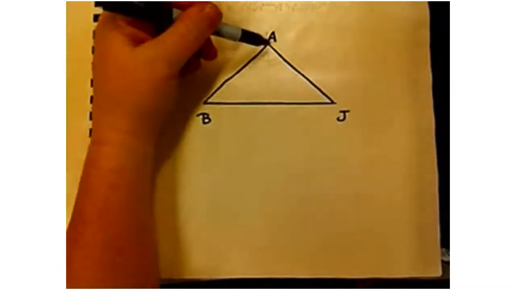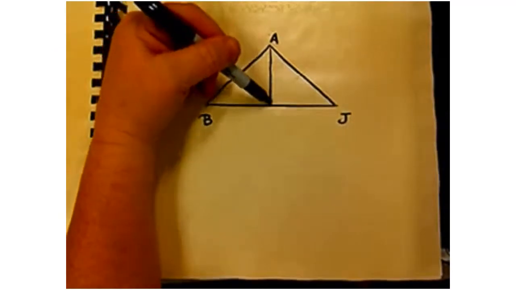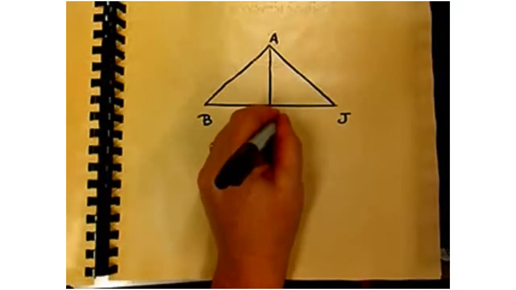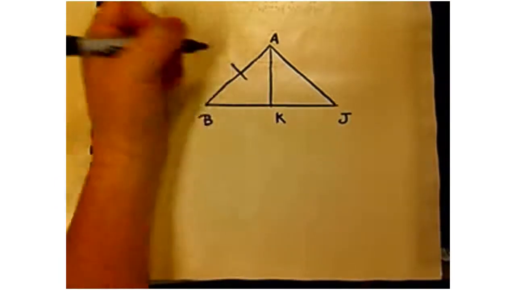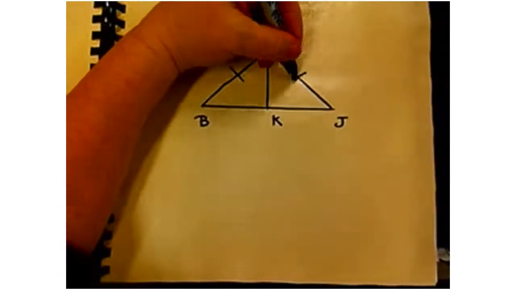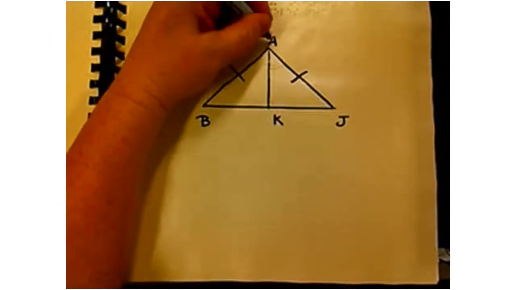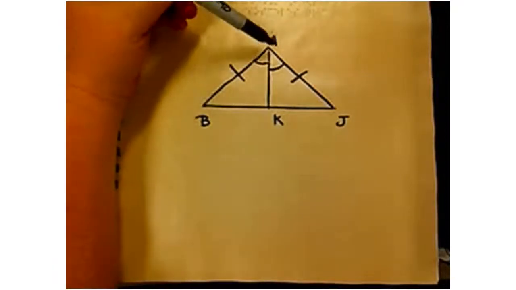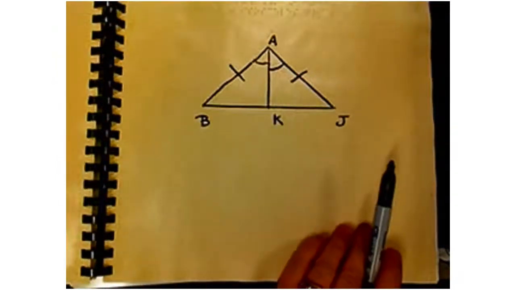And there is a line segment extending from vertex A straight down to side BJ at point K. And there is a tick mark on side AB on the left and a tick mark on side AJ on the right. There are tick arcs at vertex A on both sides of that line segment. So angle BAK has a tick arc, and angle JAK has a tick arc, showing that those are congruent.